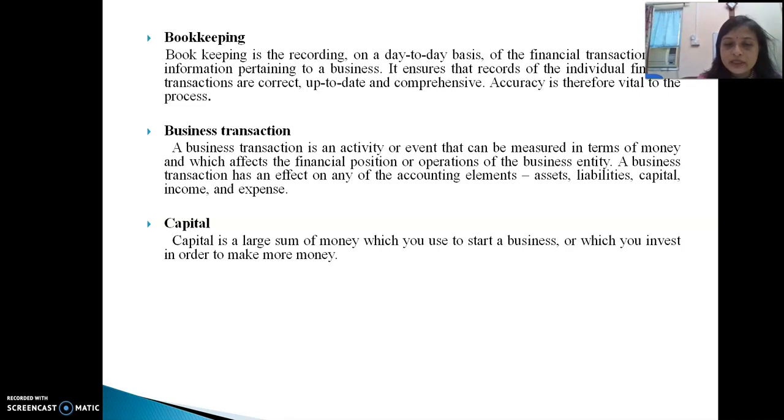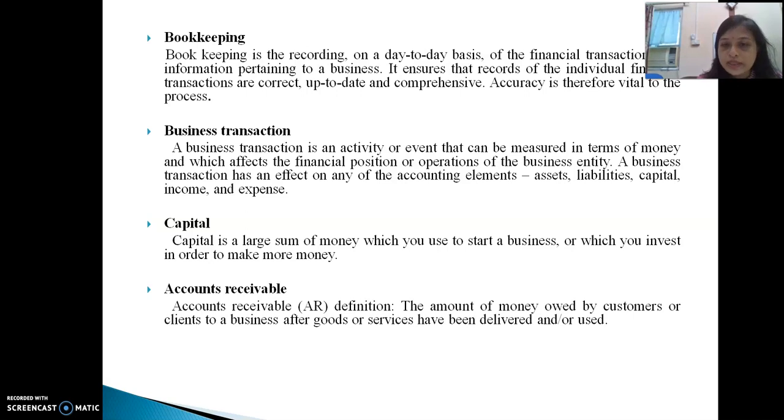Next is capital. Capital is a large sum of money which you use to start a business or which you invest in order to make more money. Capital is also called startup money. The money with which you will start the business is called capital.